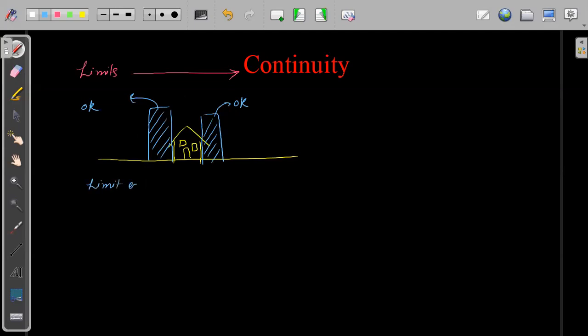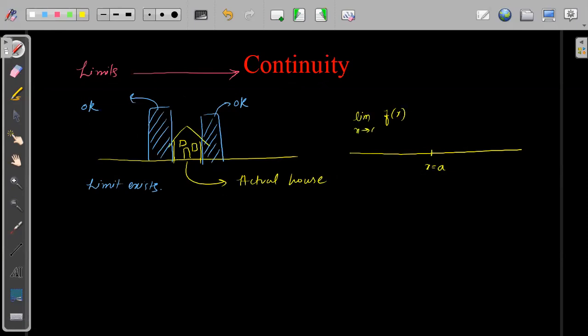If the left hand side and right hand side limits exist, now we will move on to the next concept, which is continuity. In this concept, we will look at the actual point, the actual house. If I convert this into real numbers, we are talking about x equals a. First we talk about the limit of f of x when x is tending to a minus. This was the left neighborhood.